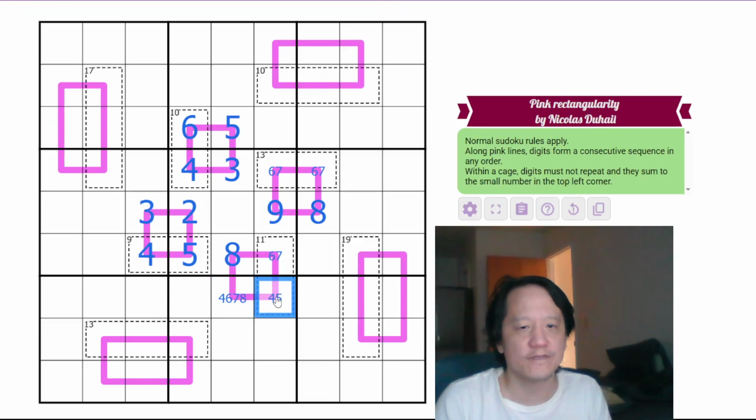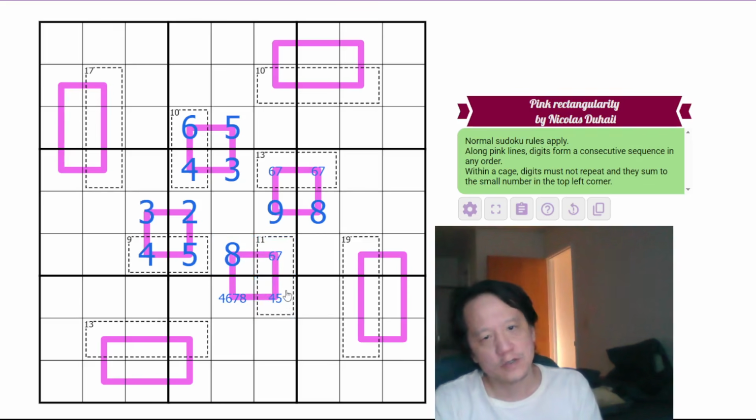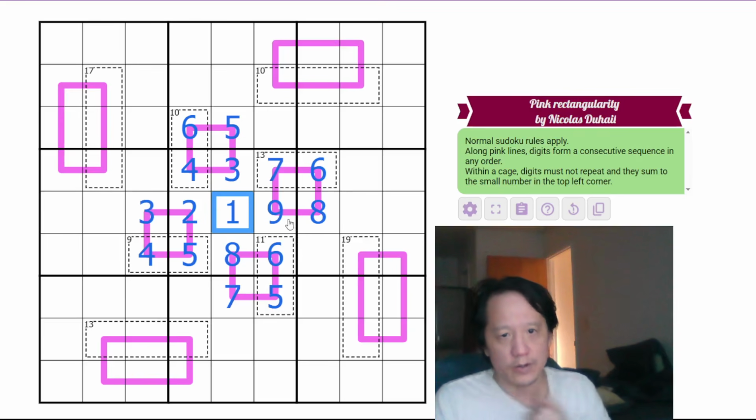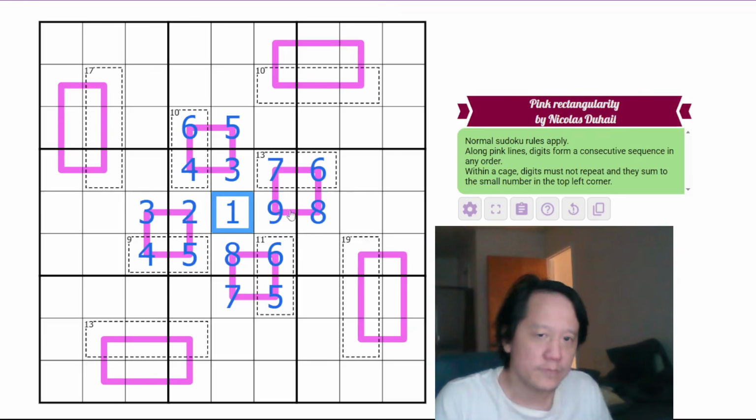So we cannot have 4 and 7 there. It's not going to be a 4-length Renban, because 4 and 8 are 4 apart. So this must be 5 and 6 there, which makes that 7. 6 eliminates 6 there, so it's 7 and 6. The remaining digit in box 5 is a 1. Okay. So, what else do we have?